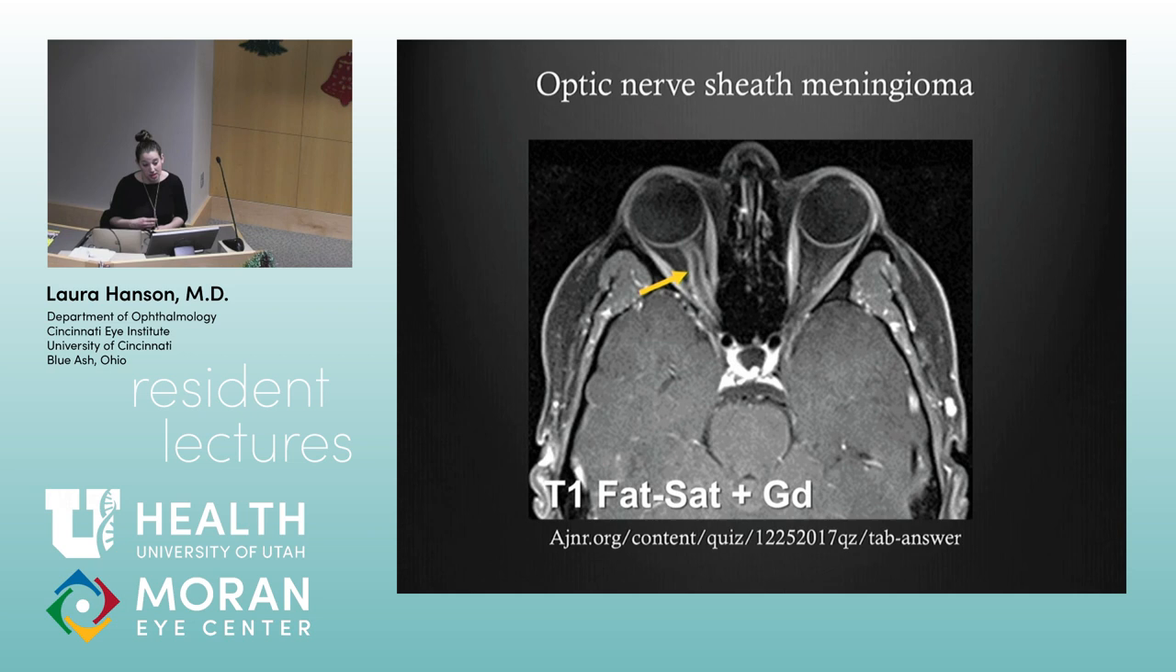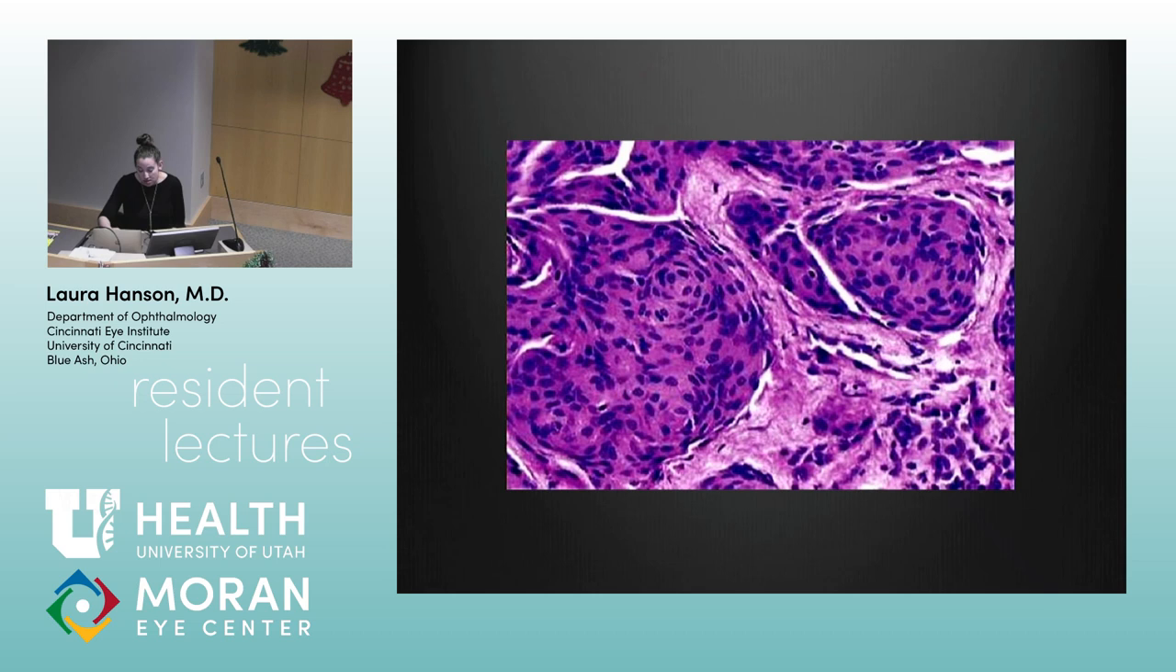You don't have to do anything about it unless they are losing vision and it seems like it's extending back along the optic nerve. So basically we observe it unless it looks like it maybe is extending back and going to hit the other eye, and then you can radiate. And this is what a path slide might look like with the psammoma bodies. So kind of the whorls of spindle cells there.